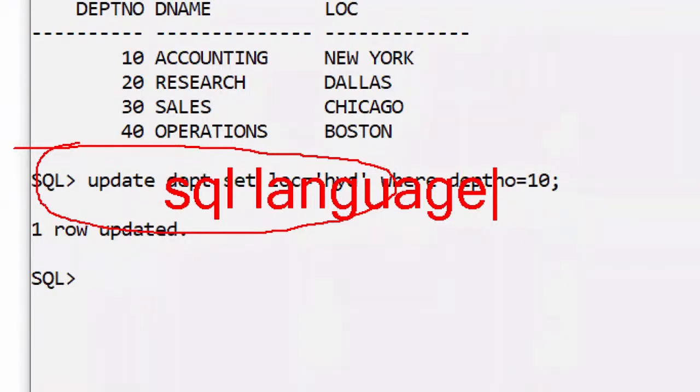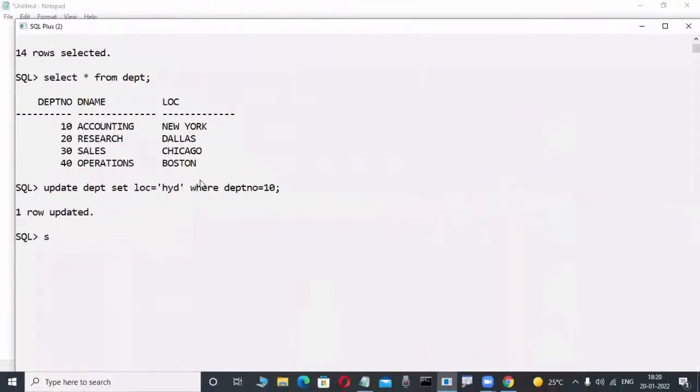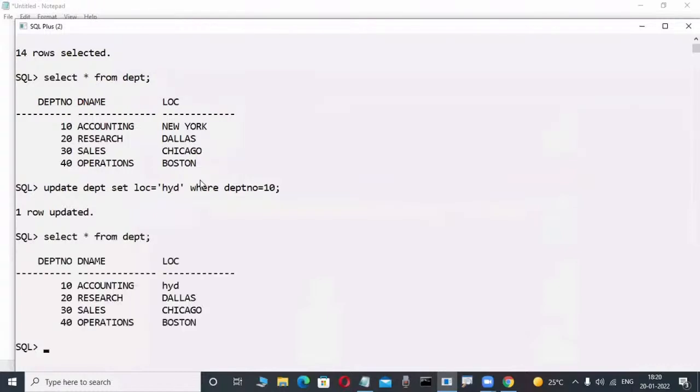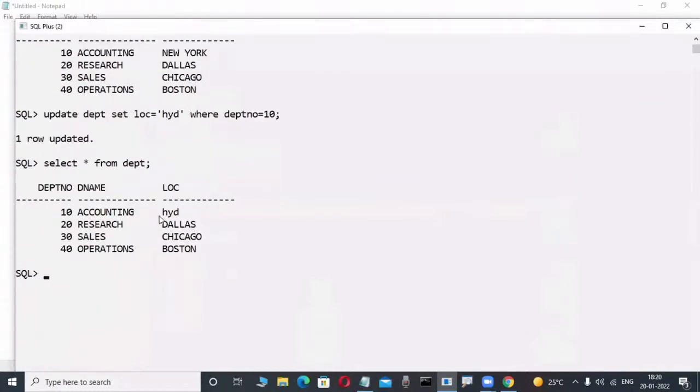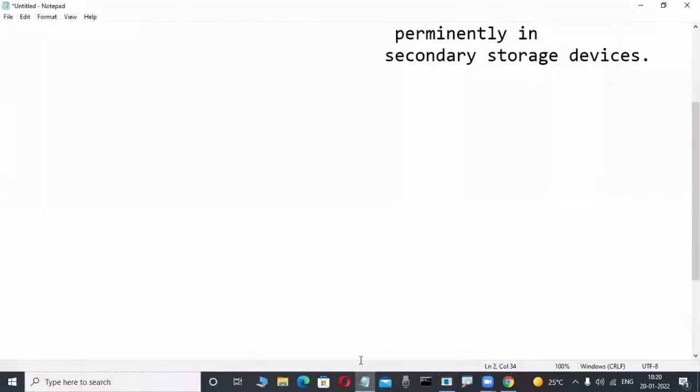Now observe here. Once we write this type of coding, called the SQL language, it is automatically reflected in your database. In the previous case, New York was there, but in this case, Hyderabad is the location. Yes, that's why always observe it here.